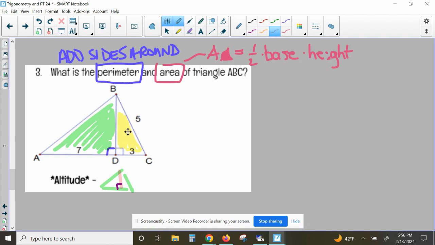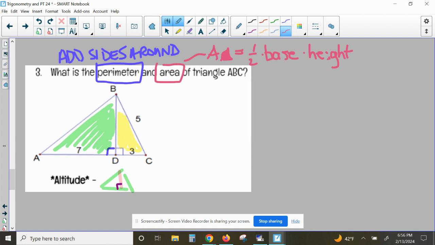So let's look at this yellow triangle though, because we have a 5 and a 3. So we have more information about the yellow triangle, and we have 2 pieces of information. So we could probably do Pythagorean theorem, or maybe a sine, cosine, tangent if we needed an angle. But if I have this side over here and this side over here of this yellow guy, I can use Pythagorean theorem to find the third side.